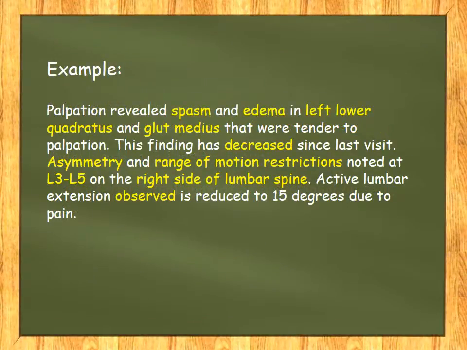Okay. So on this, did it back up? Yeah, okay. Again, I'm going back to interactions with some of these students in 8th and 9th quarter. On the last sentence, we documented the amount of degrees of decrease in lumbar extension. Why aren't we documenting how much spasm, edema, because we're saying it decreased. We're saying the asymmetry and range of motion restricted noted at L3-L5, but we're not documenting the degree of change on the first part. Why?